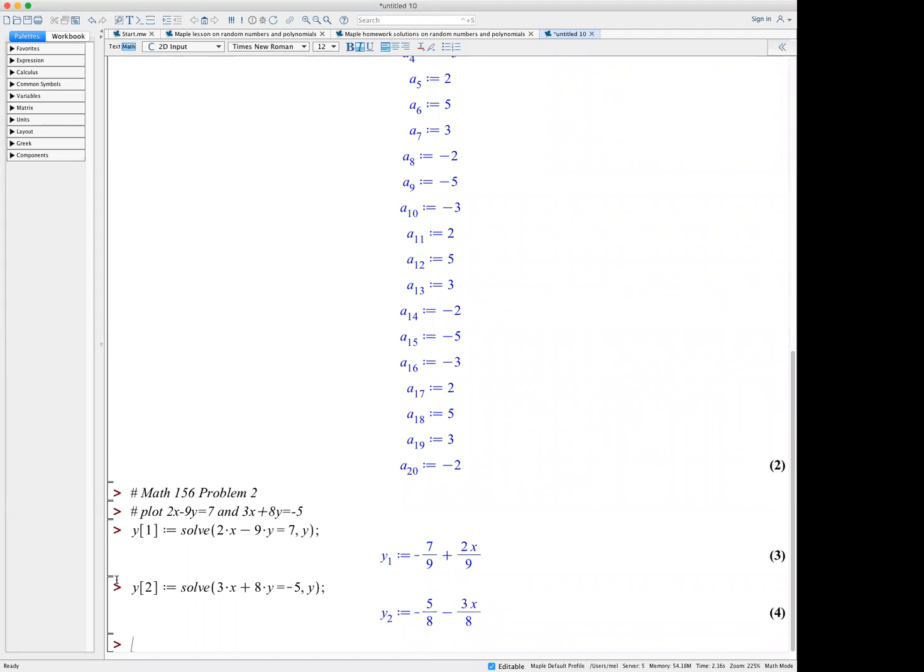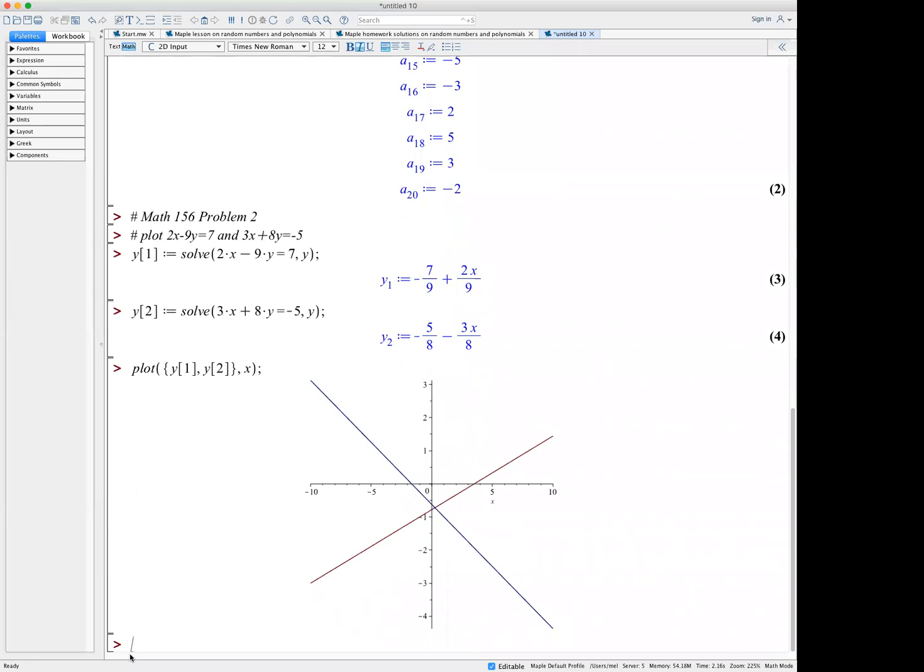So we get this, and then we want to plot together these two lines, y1 and y2. And there it is.